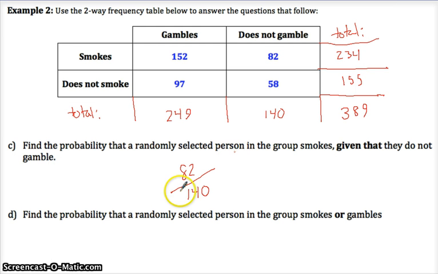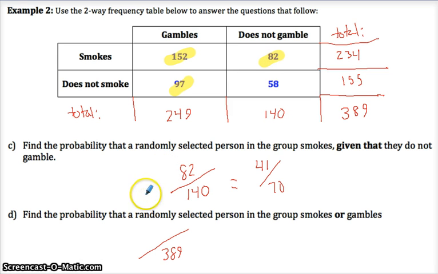So that's now the next one. Find the probability that a randomly selected person smokes or gambles. Okay, randomly selected person in the group. So that's out of everybody again. So that's out of 389. Smokes or gambles. Okay, smokes and gambles is this. Gambles but doesn't smoke is this. Does not gamble is this. It's kind of like they have to be in here or in here or in here.